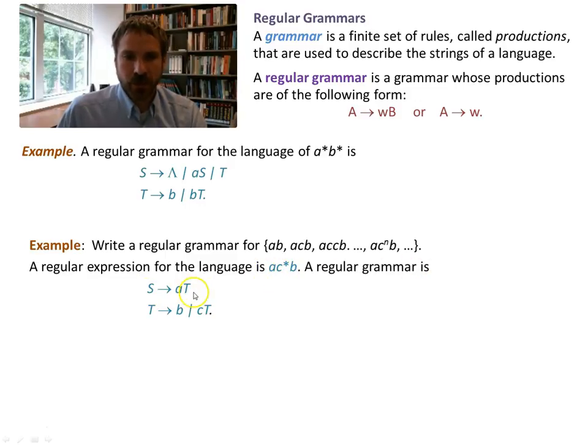A regular grammar is going to be written this way. S gives you AT, and then T goes to B, or CT. So we have to start off with the A, and then we go to this T, which is going to be any number of C's that we want. So we can keep replacing T with CT over and over again, or we can just go straight to B. So you don't have to include any C's if you don't want to, or you can include any number of C's that you want to. And you're always going to end with the B. The terminal here is the B.